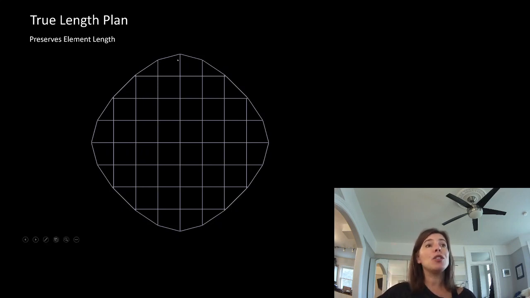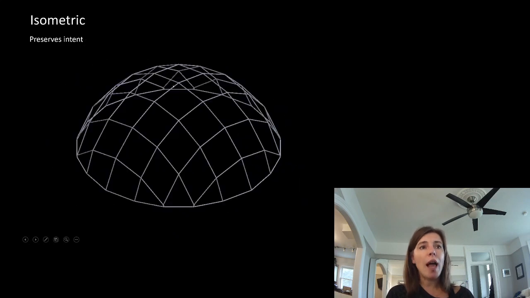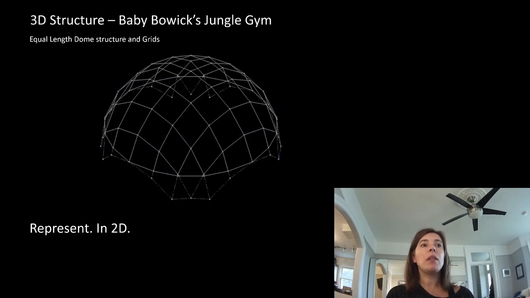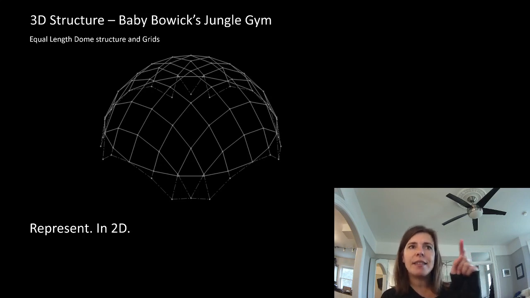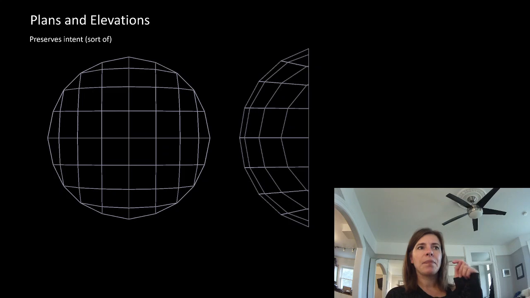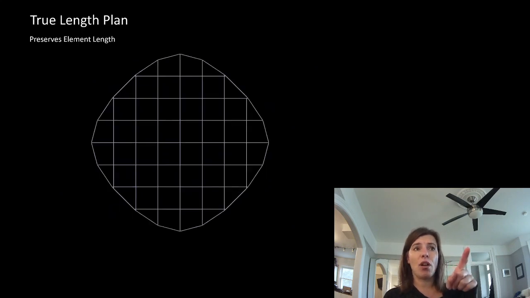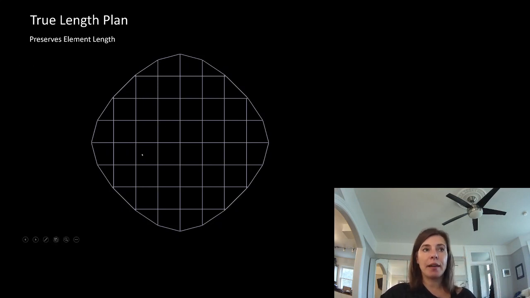Which is great because it shows you, when I described this as an equal length dome structure, it's hard to see that in this drawing and this drawing. It's really hard to see in this drawing. But this one really drives it home that they are all actually the exact same length. All intent is lost here.